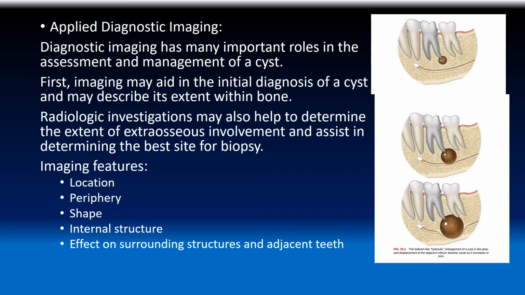So, imaging features, like any other radiographic appearance, would primarily involve the location of the cyst, periphery, shape, its internal structure, and its effect on the surrounding structures and adjacent teeth. The image here is showing us the cyst, which is small in size initially, and the tooth you can see is discolored, and as it is growing it has actually displaced the adjacent inferior alveolar canal.